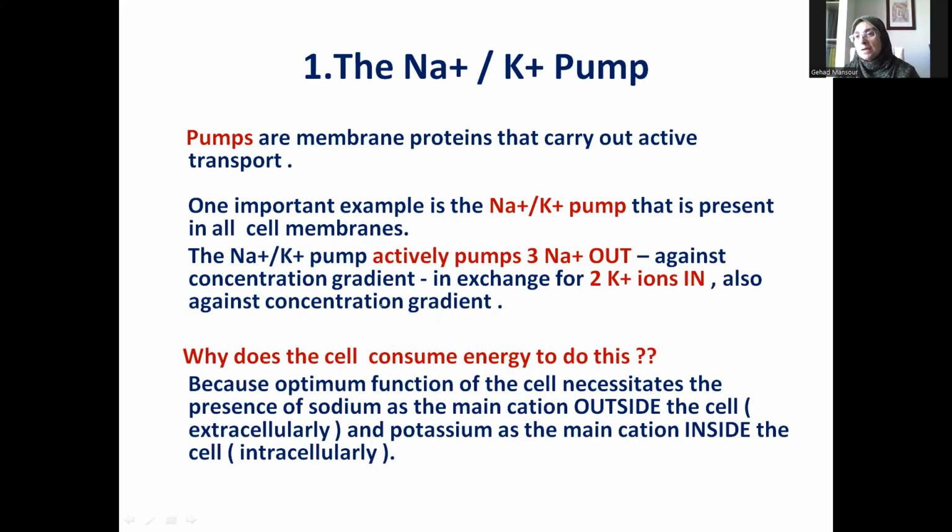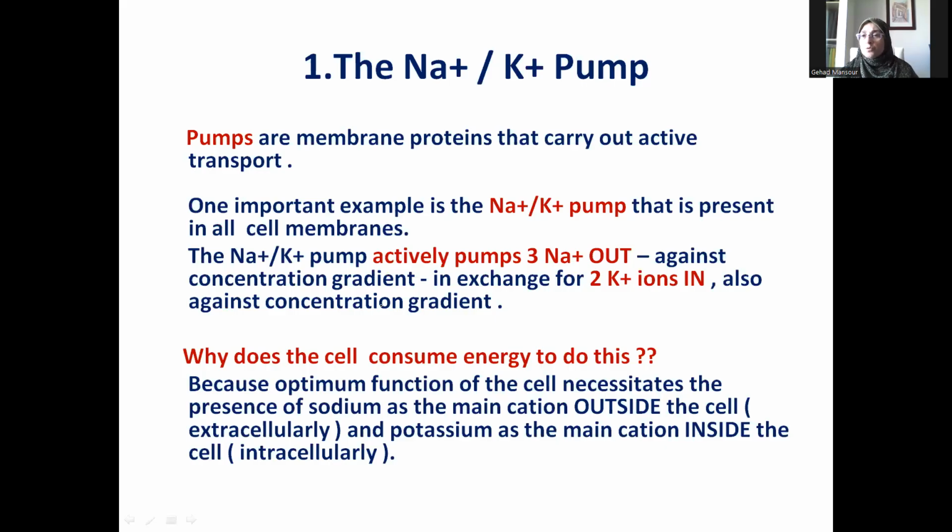The best example for active transport in the human body is the sodium-potassium pump. First of all, the pump is a membrane protein, and it is an active transporter, meaning that it pumps particles or ions against concentration gradient from lower concentration to higher concentration. So number 3, it requires energy, chemical energy derived from ATP.